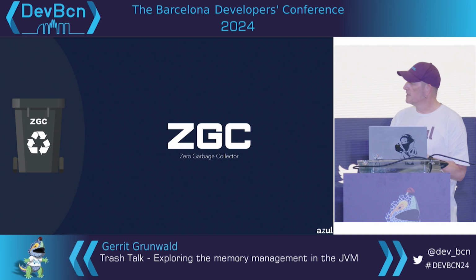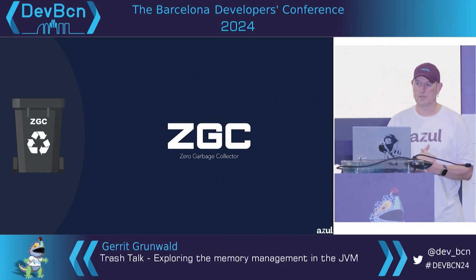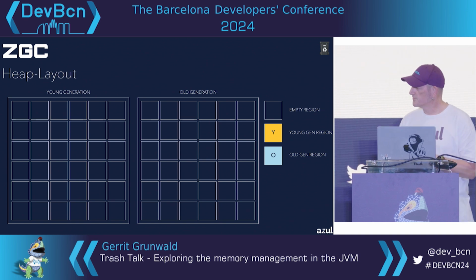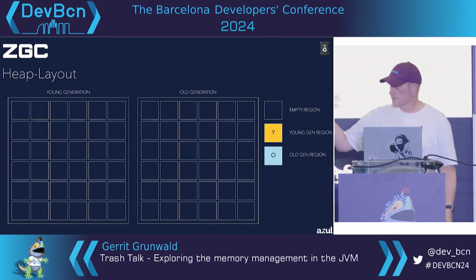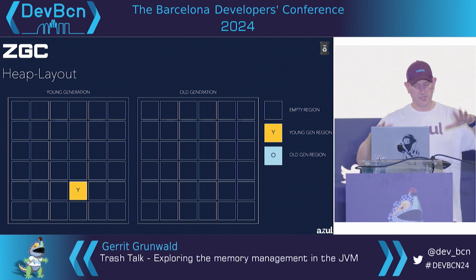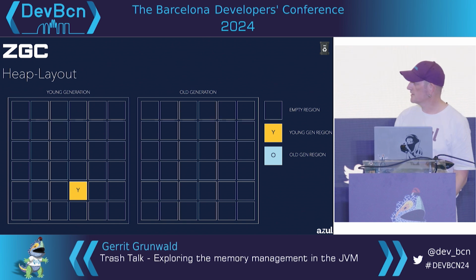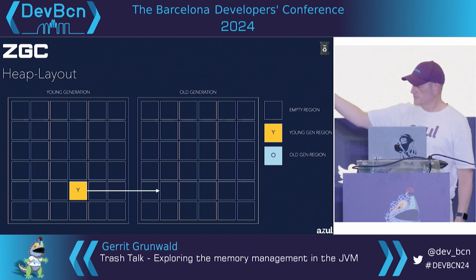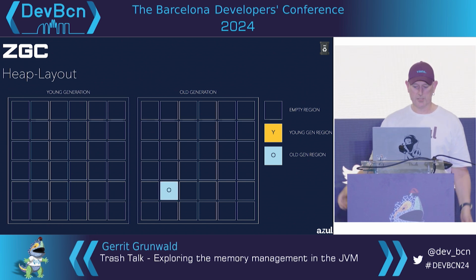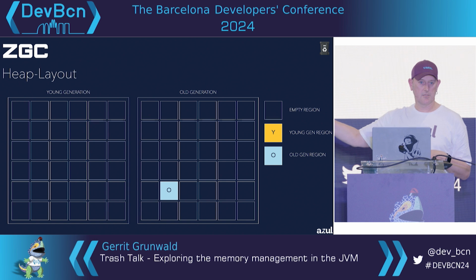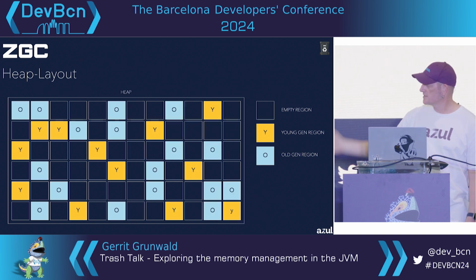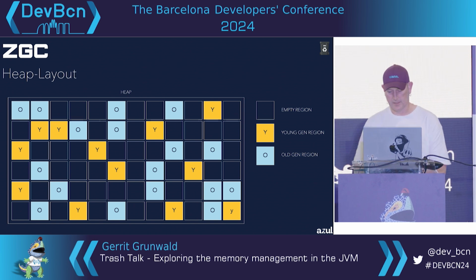Leads me to this one, ZGC, which is the newest one in OpenJDK. Again, very similar to the idea of G1. So we have regions, we have young generation, old generation. If a young generation region ages, aging means surviving garbage collection cycles, it will get promoted to the old generation. So that means it will become an old generation region. We don't have survivor spaces in ZGC. And also, these are not separate spaces. This is one space. It looks like this, something like that.